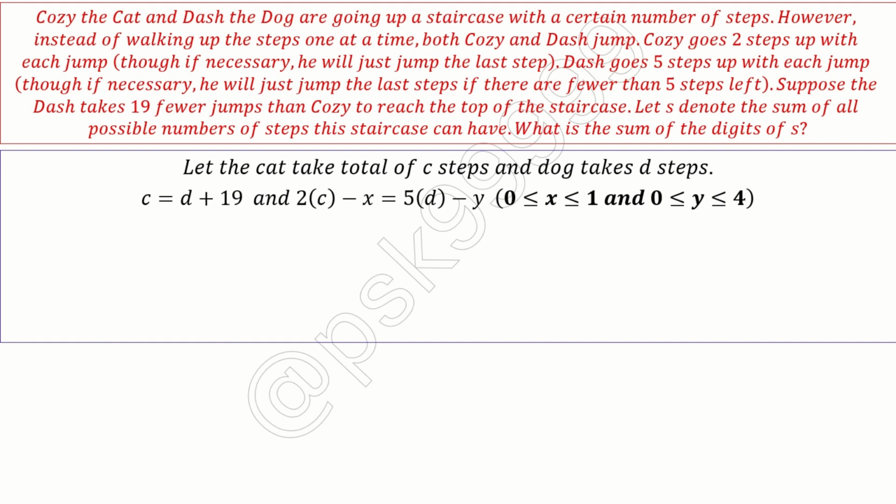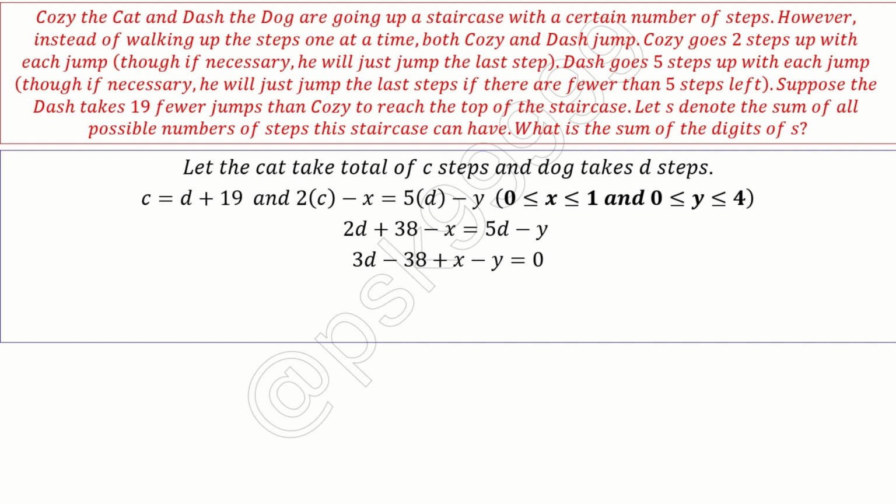Okay. Now if I convert it to one variable C or D basically. Okay. So this will become, I am substituting C equal to D plus 19, then it will become 2D plus 38 minus X equal to 5D minus Y. Okay, which if I simplify, I get 3D minus 38 plus X minus Y equal to 0. Okay, now what I have to do, there is one equation, 3 variables, how to solve, don't worry. Okay, X is ranging from 0 to 1, that's it, integer value, and it can be either 0 or 1. And Y can be 0, 1, 2, 3, 4, that's it.